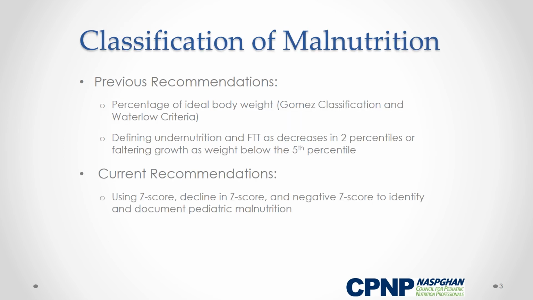Previous recommendations for classifying malnutrition included the use of percentage of ideal body weight, crossing down of percentiles, and weight below the 5th percentile. Current recommendations have called for a shift from the use of percentiles to the use of Z-scores. It's currently recommended to use the Z-score, decline in Z-score, and negative Z-scores to identify and document pediatric malnutrition.